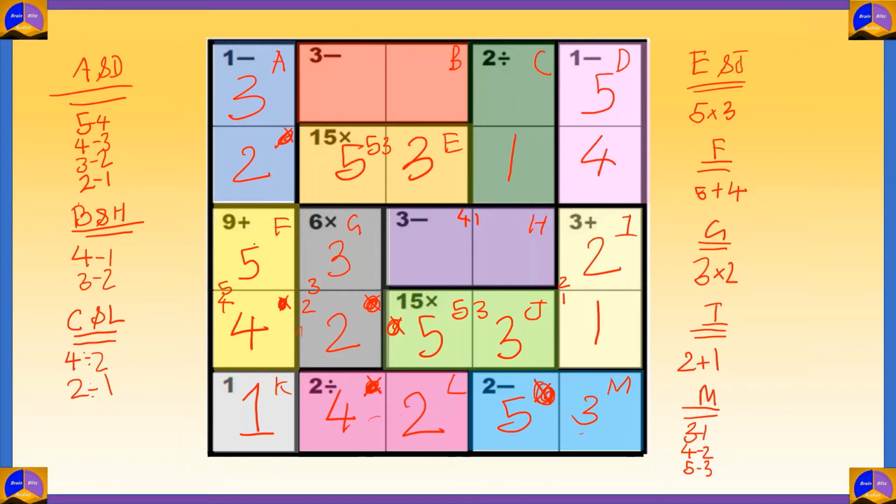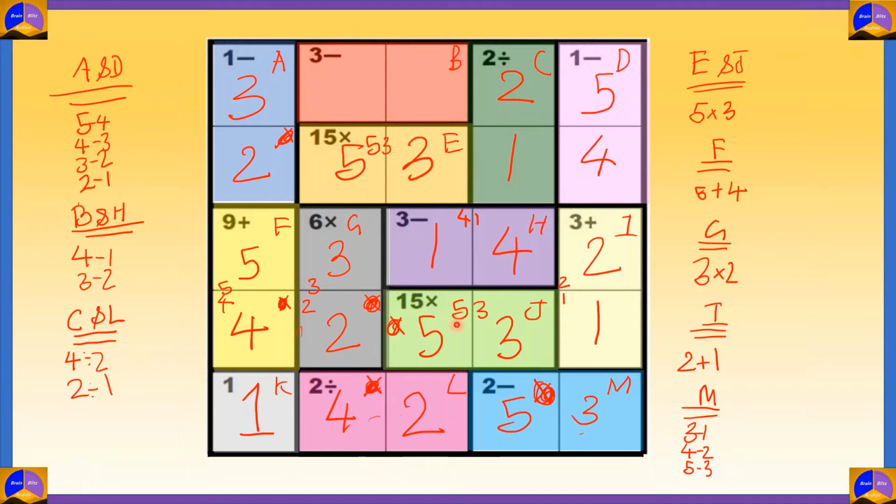Now in cage C, we can see that 1 is there in 2 divided by 1. 1 is filled, so the remaining number is 2. Now let's look at cage H. In cage H, the numbers are 4 and 1. Now 1 can't come over here because then it would be a repeat of 1 in the same column, which is not possible. So here will be 4 and here it will be 1.